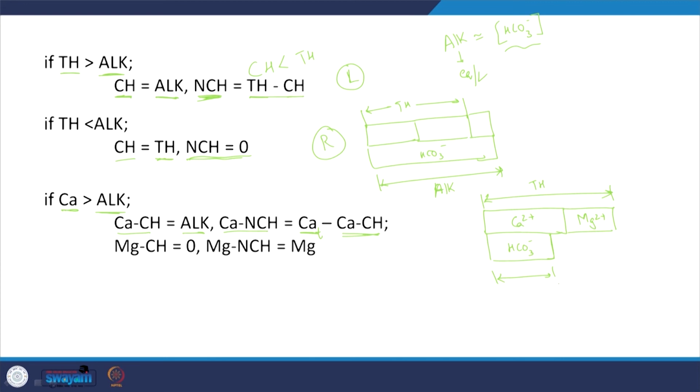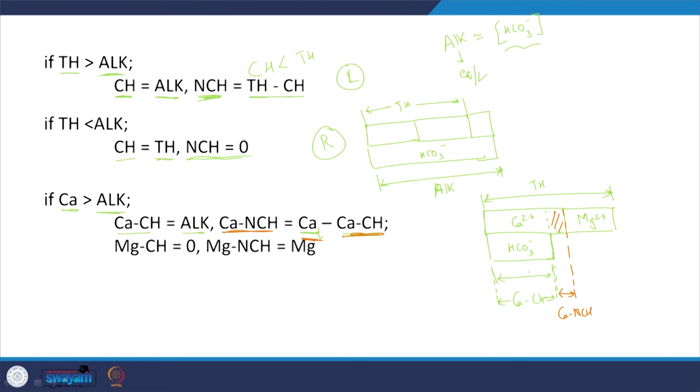So, what is the calcium carbonate hardness? That is this part. So, that is the calcium carbonate hardness, right. That is this part, and what else is left? So, this other part of the calcium will be the calcium due to the non-carbonate hardness. So, that is what we have, right. Calcium due to non-carbonate hardness is the total calcium minus calcium due to the carbonate hardness.